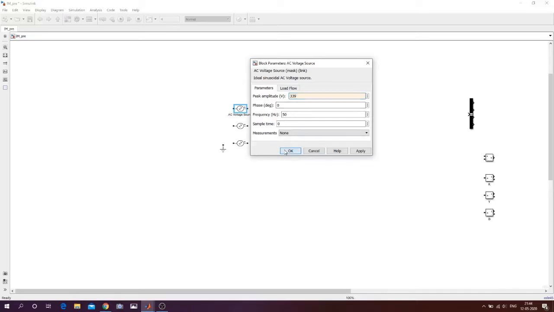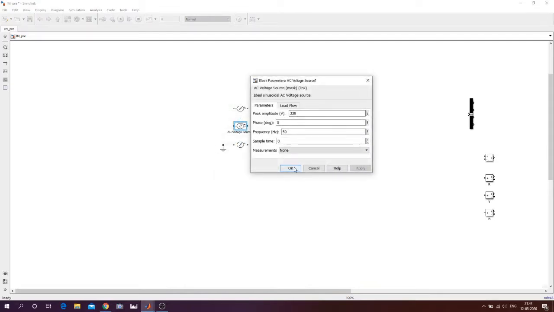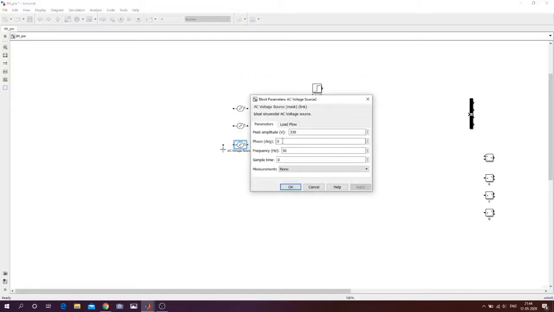50 hertz, no phase change there. And the other part I will be putting as 339, but with a phase delay of minus 120 degrees. Here also a phase delay of plus 120 degrees.